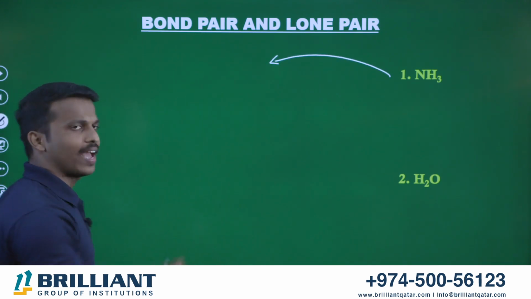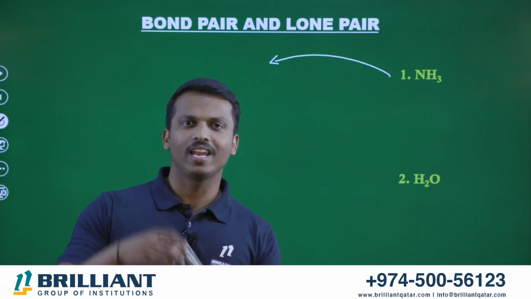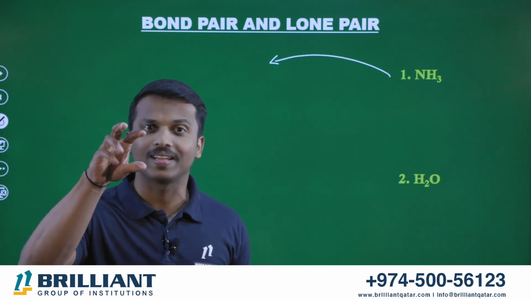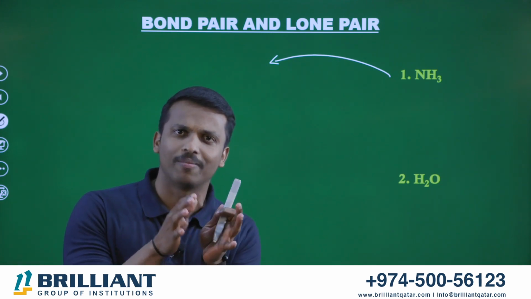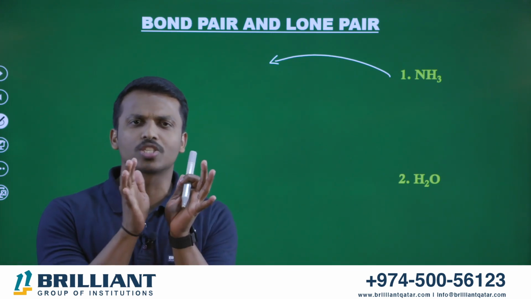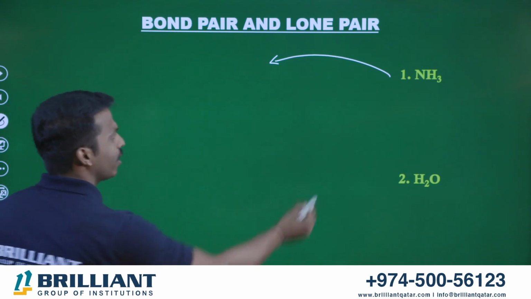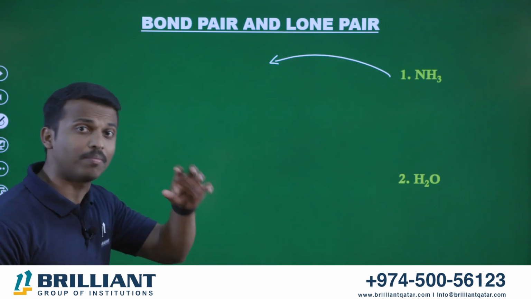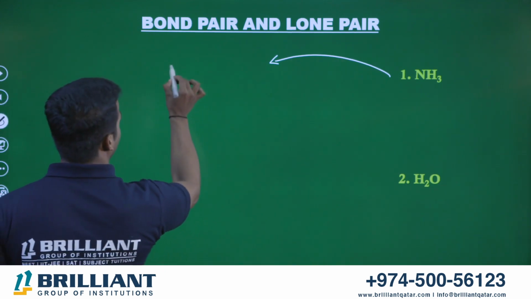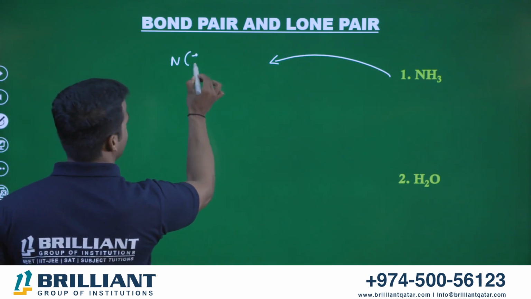Which is the central atom in ammonia? How to find out the central atom? Generally, in NH3, we have one nitrogen and three hydrogen, right? Which is the smaller number of element? Nitrogen. Mostly, the element smaller in number will be the central atom, in most cases. So here, one nitrogen, three hydrogen, the central atom is nitrogen. You know the atomic number of nitrogen is 7.